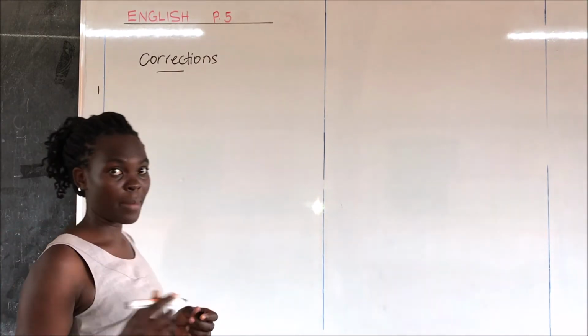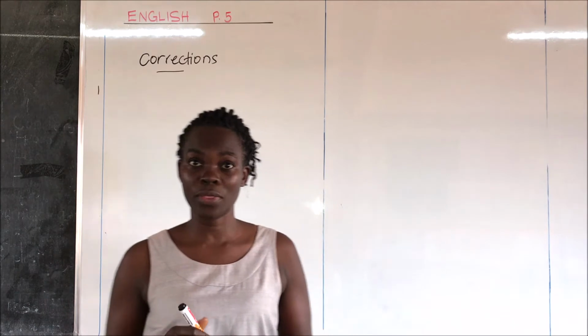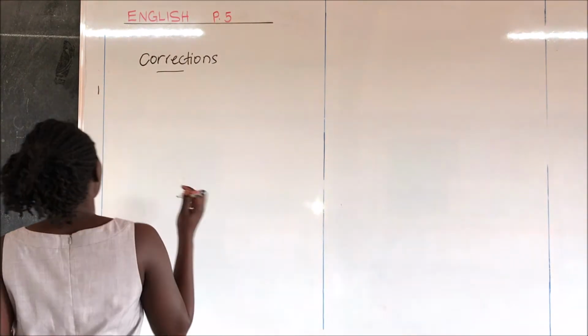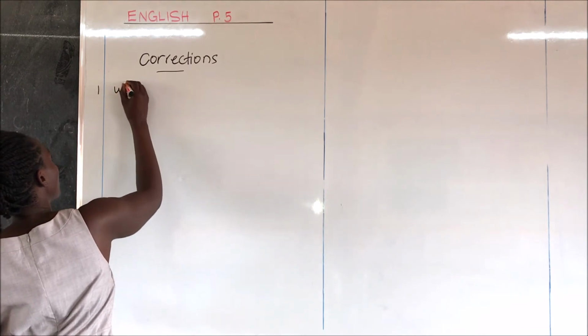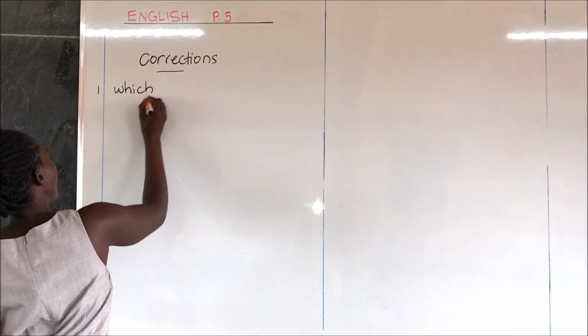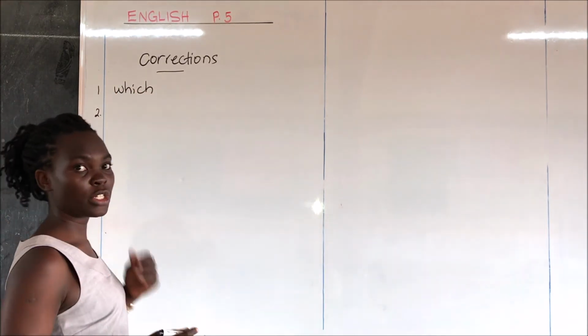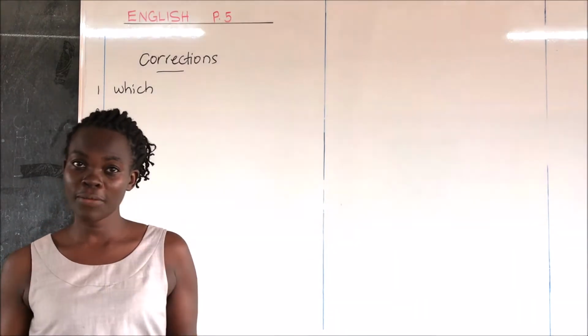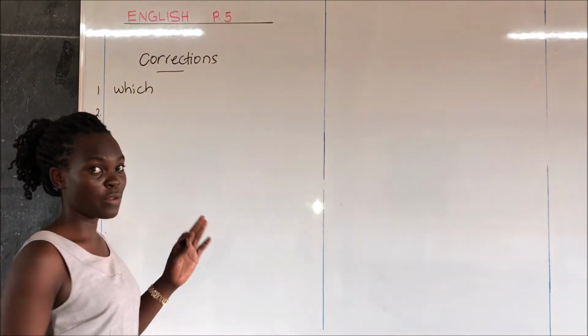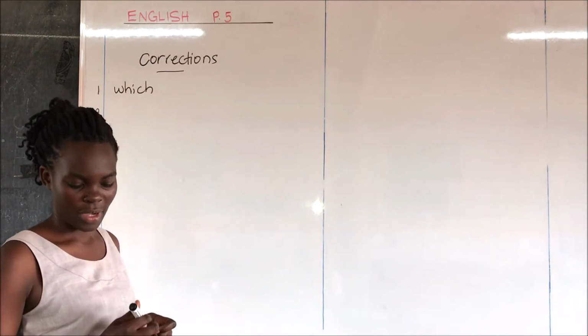We had only 4 numbers. Number 1, you have the question with you, and the answer that you should be marking is which. You have which. Your sentence is well punctuated. It has a full stop. Well written. Give yourself a tick. If you wrote something different from which, you can make the corrections.